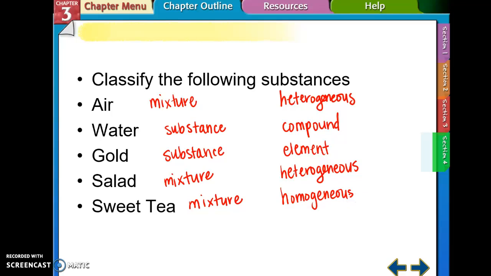So hopefully that helps. If you've got any questions, make sure you read this section of Chapter 3 in your book. Thanks so much for your attention.